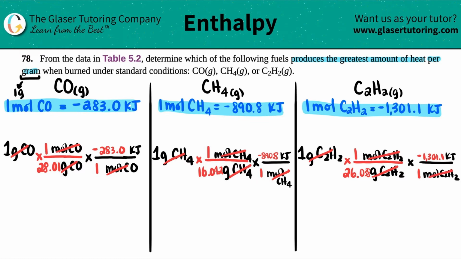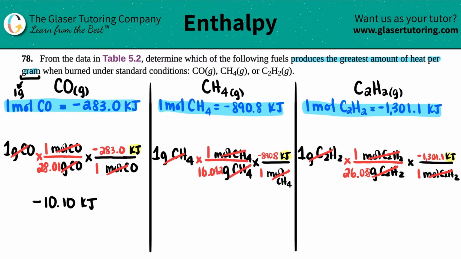And now we're left with the unit that we want. We want kilojoules. We want that heat. So we did it correctly. Now we just got to find out what the answers are. Maybe I'll do this in black. Okay. So let's see. I'm going to start with CO. All you're basically doing is taking the 283 divided by 28.01. So I get negative 10.10 kilojoules. Okay. And maybe this looks a little weird. The answer is just going to be whatever that was, right?